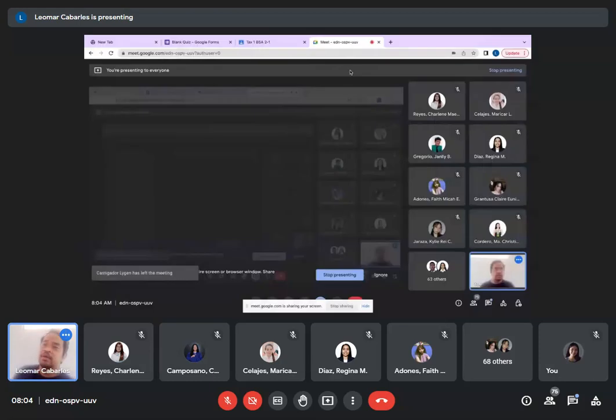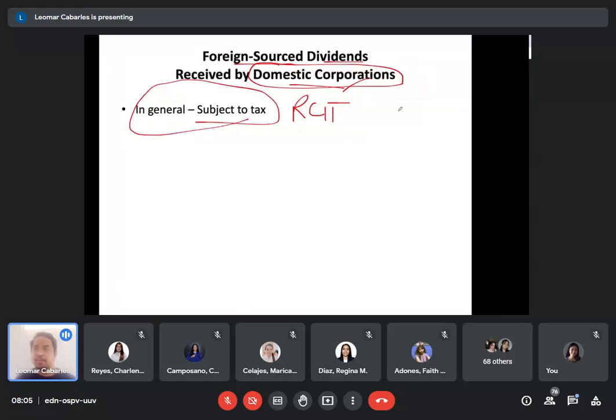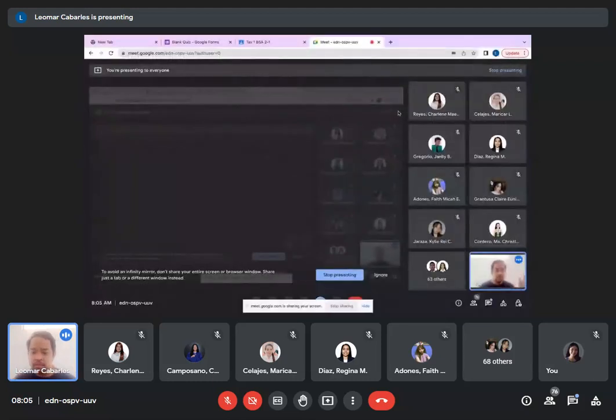Kasi domestic corporation lang naman yung worldwide yung taxation. Others, foreign corporations are tinatax lang for income source within the Philippines. So take note of the situs of taxation. No? Okay, so ito yung conditions. No? So again, generally this is subject to tax, to regular corporate income tax. Okay? Yung exempt na intercorporate, if it is coming from another domestic corporation.